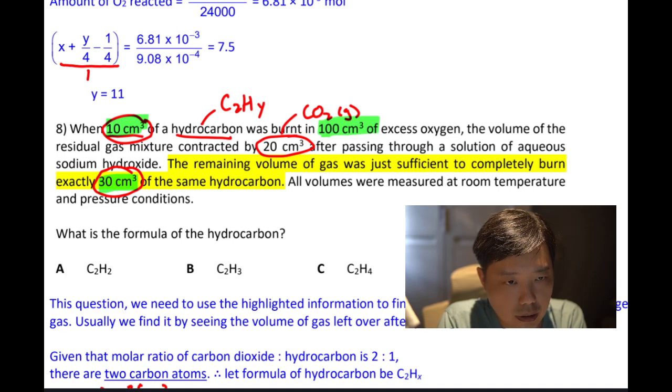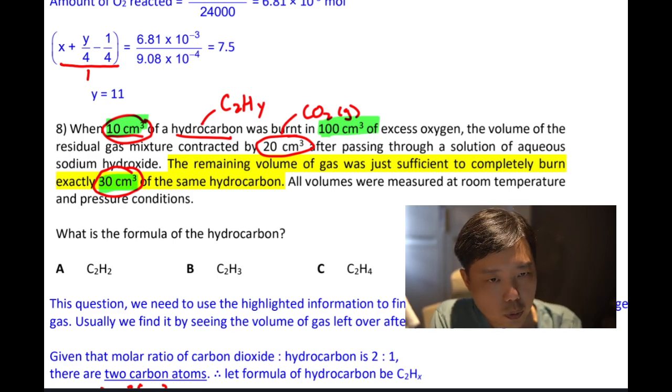A very, very interesting question where you needed to combine both the earlier part, the first combustion, and the second combustion to give you an overall picture so that you can get the ratio of hydrocarbon to oxygen. So do look through this question again. It's a very, very interesting MCQ. I hope you will understand it.